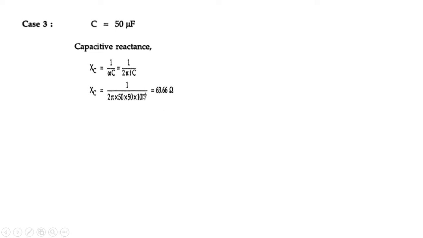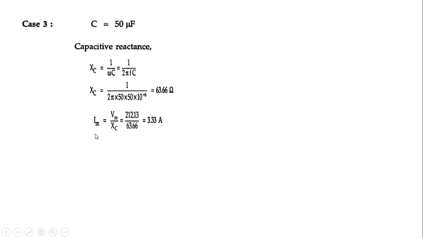for capacitor C, and it is equal to 50 microfarad. For that, first we have to find the value of capacitive reactance Xc. It is equal to 1 by omega C, which is also equal to 1 by 2 pi Fc. Now apply all these values. F value 50, C value 50 microfarad, that is 50 into 10 power minus 6. That gives value of Xc, which is equal to 63.66 ohm.